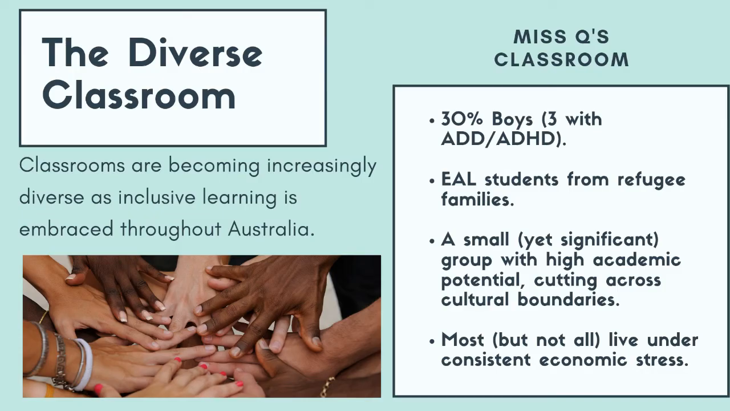Classrooms are becoming increasingly diverse as inclusive learning is embraced throughout Australia. Here is an example of an everyday classroom in Australia 2019. This type of diversity, which is apparent in many classrooms today, requires careful planning and specialised programs in place in order to ensure that learning is accessible to all.